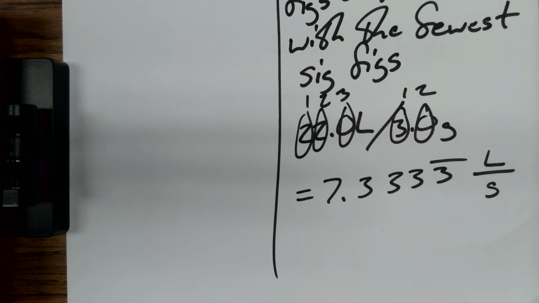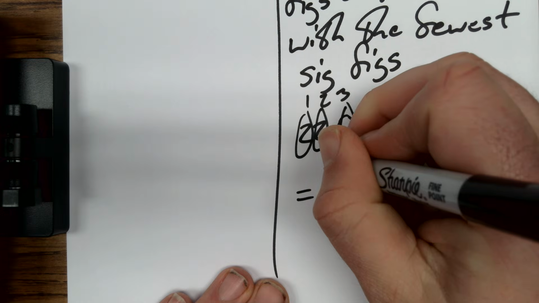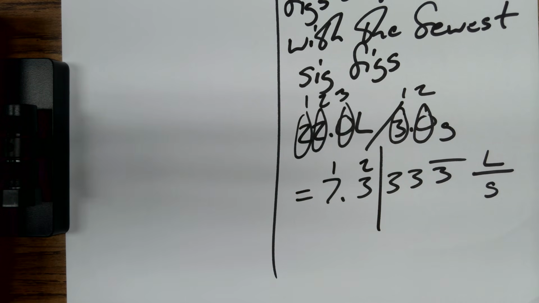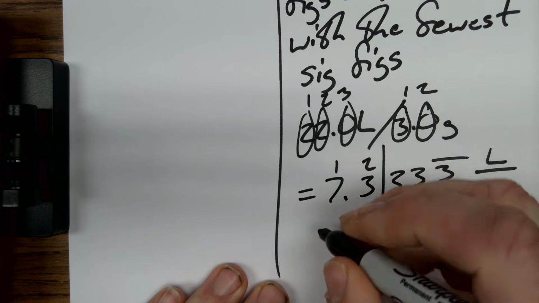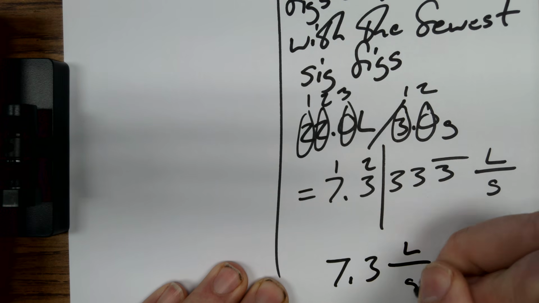If all I can have is 2 sig figs, I always start counting my sig figs from the left-hand side, work my way over. 1, 2. I draw my rounding line. Is this 3 big enough to push this 3 to a 4? No, so my final answer is 7.3 liters divided by grams.